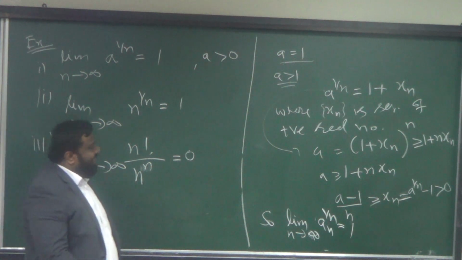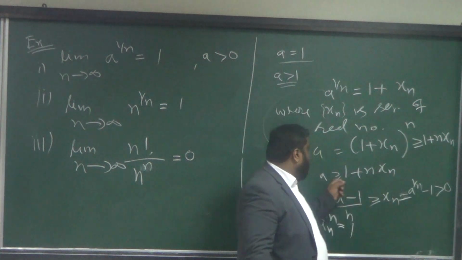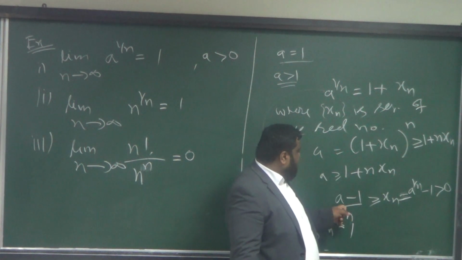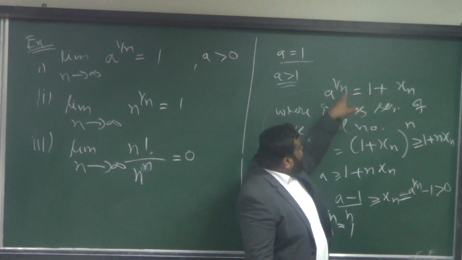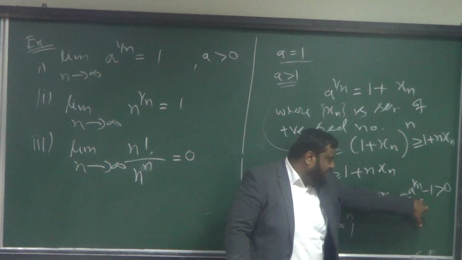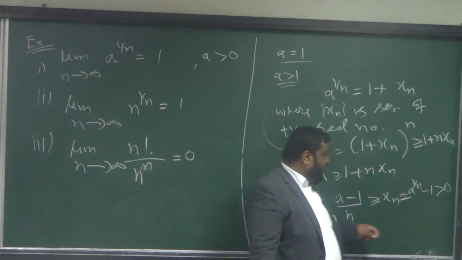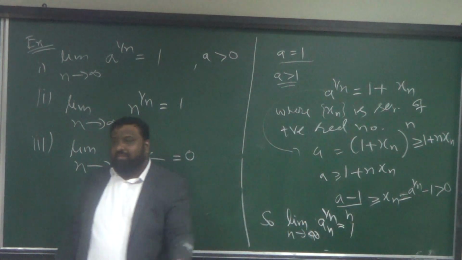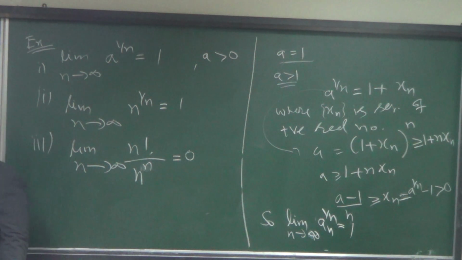I guess a is bigger than or equal to 1 plus n xn, so (a minus 1) divided by n should be bigger than or equal to xn, which is exactly equal to a raised to 1 over n minus 1. I have written equality, which is positive. And something smaller than positive and bigger than positive, so what should it be? By squeezing principle, it should be the case. Okay?